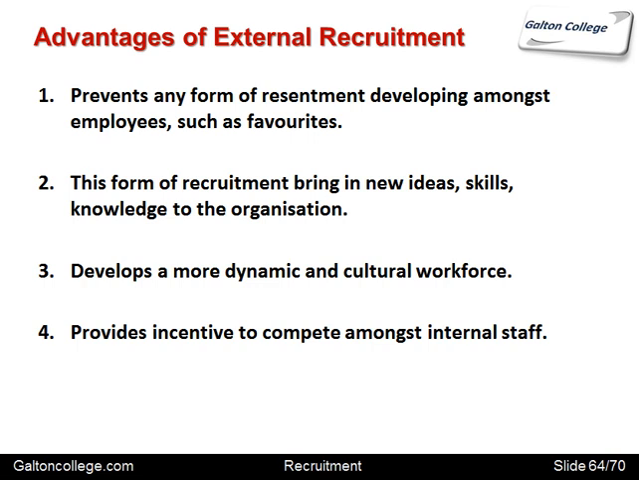It provides an incentive for internal staff to be competitive and to gain recognition so that they could be considered for future promotion. So instead of the business looking to the outside, they may look internally if one member of staff has developed significantly and has a lot of good ideas and is working hard. So it does create a climate of motivation within the existing workforce.